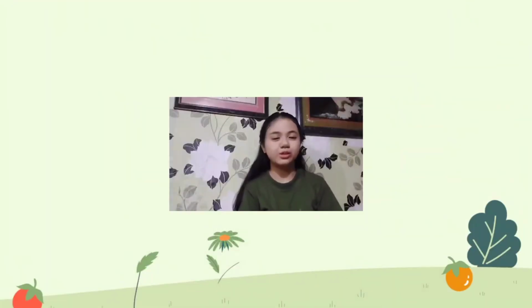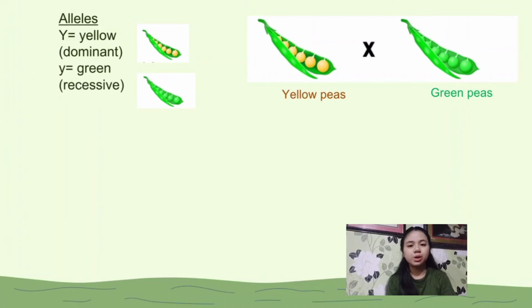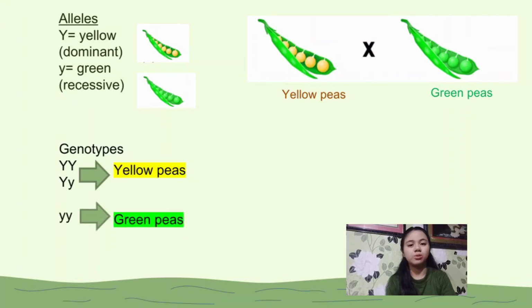To further understand, let's use a classic Mendelian example using pea plants. The pea plants in this example have two possible colors, yellow and green. The yellow phenotype comes from the presence of the dominant allele, and the green phenotype is from the recessive allele. If the genotypes are homozygous dominant or heterozygous, the peas will appear yellow, and if the plant is homozygous recessive, the peas will appear green.